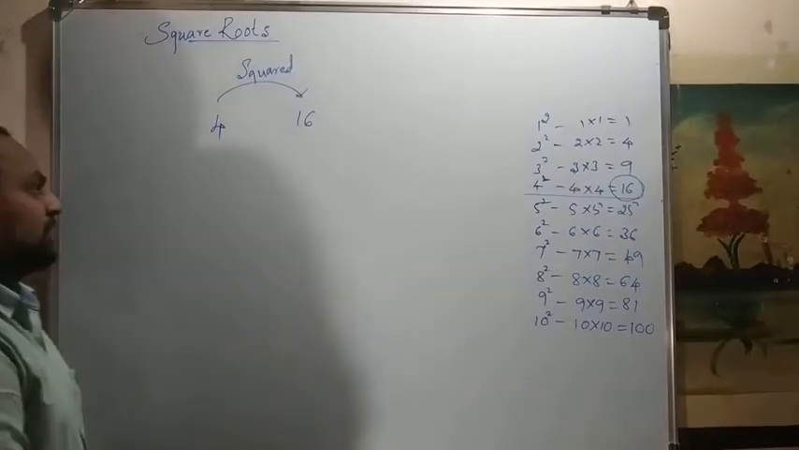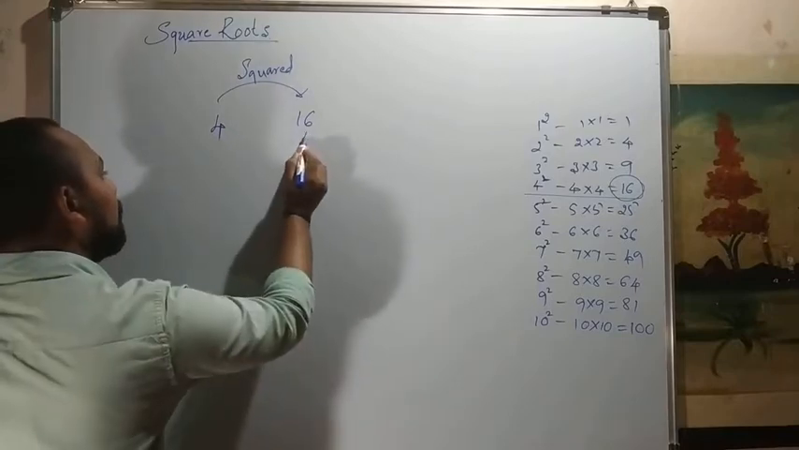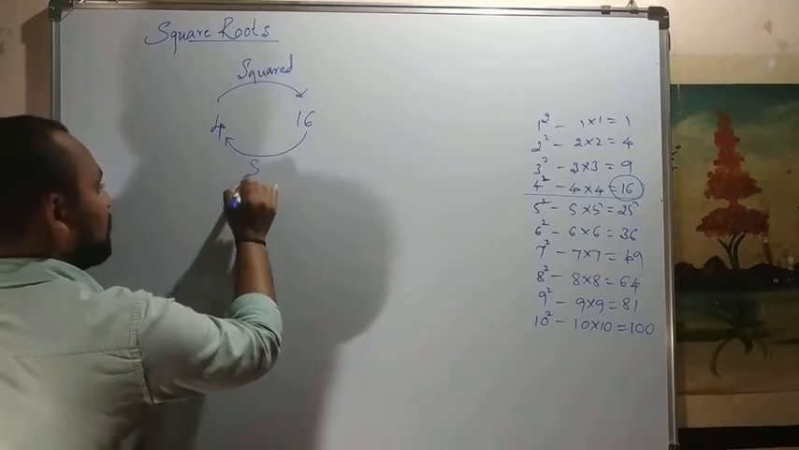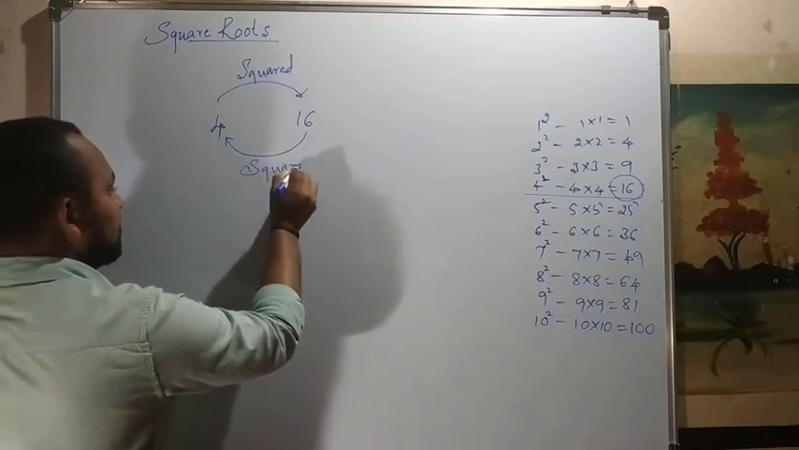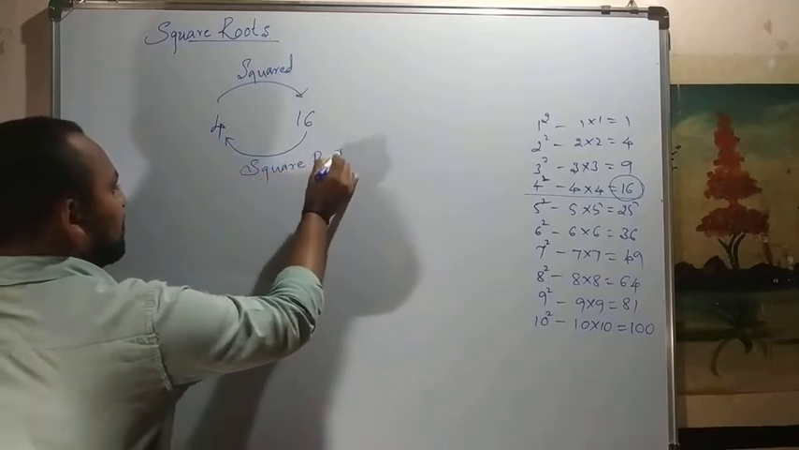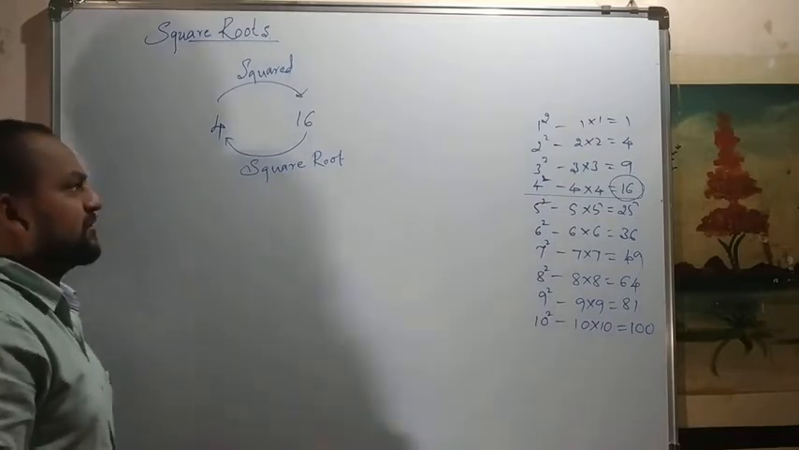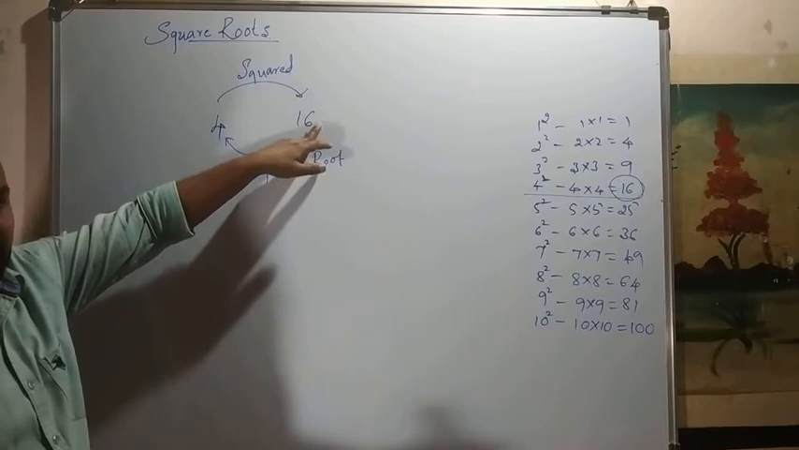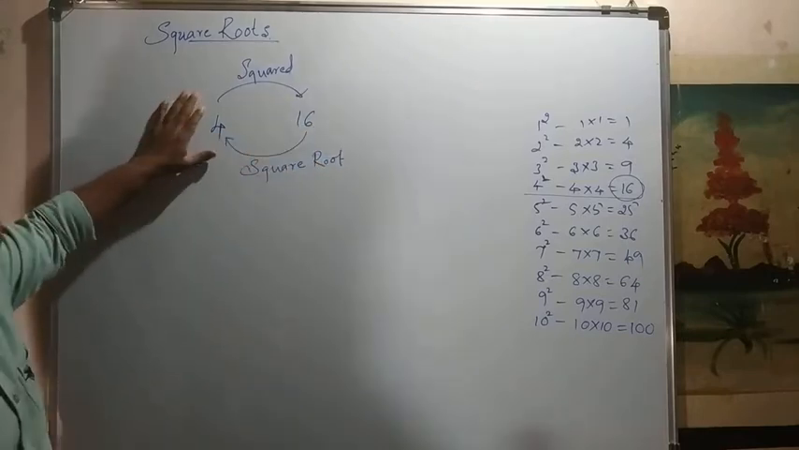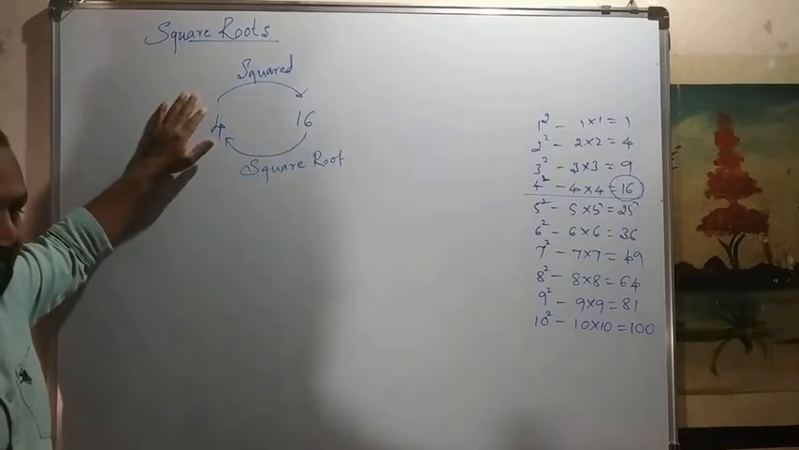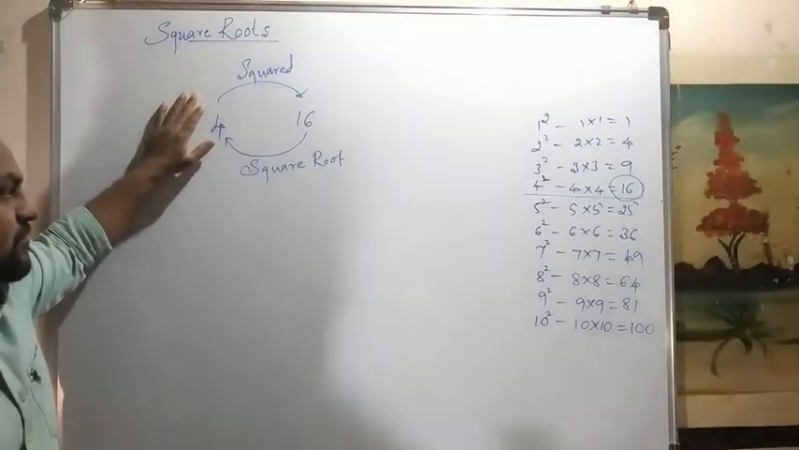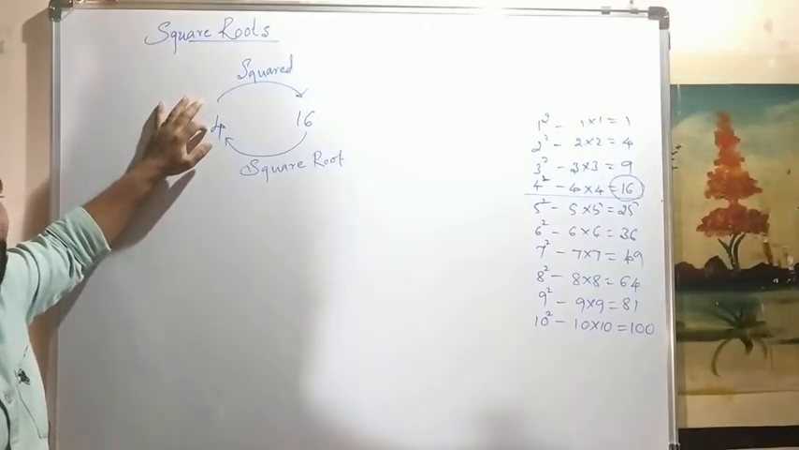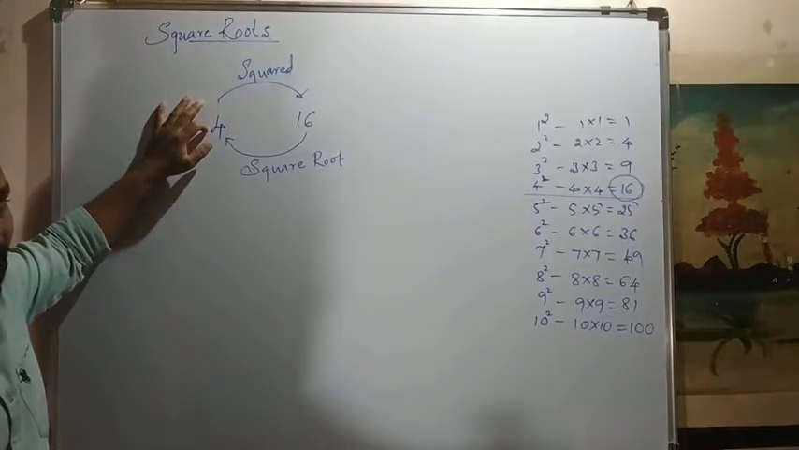Okay, then the square root. The square root of 16. The square of 4 is 16, so the square root of 16 is the reverse process. The square root of 16 is 4.